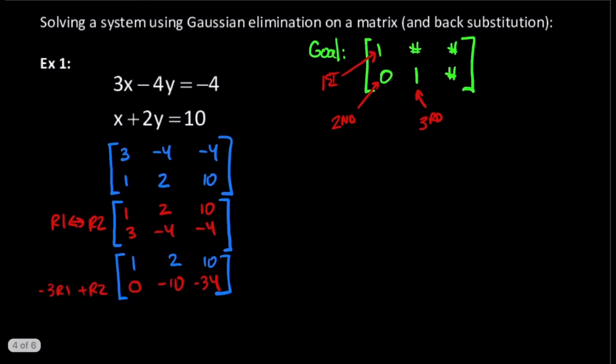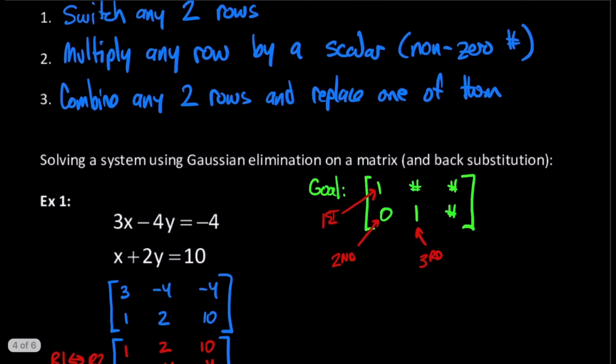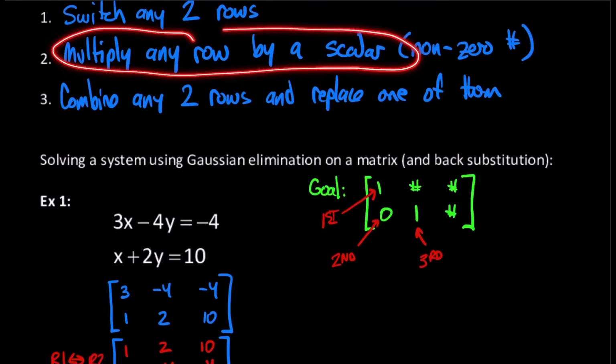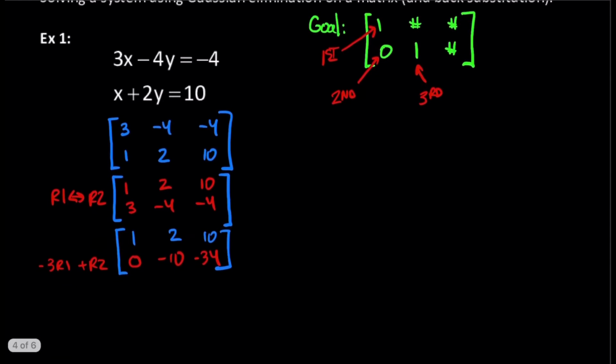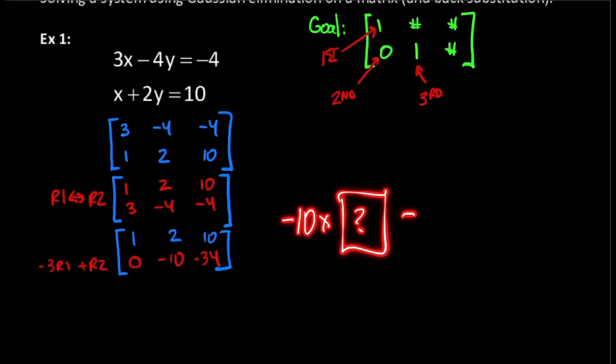And now, I'm going to do this. Now, a scalar doesn't have to be an integer. It can be a fraction. So basically what I'm doing here is I need to multiply this row by something so that this becomes a 1. So think of it this way. -10 times what equals 1?